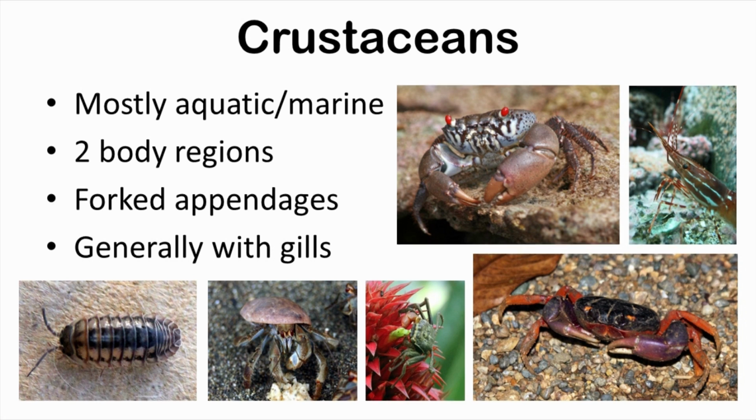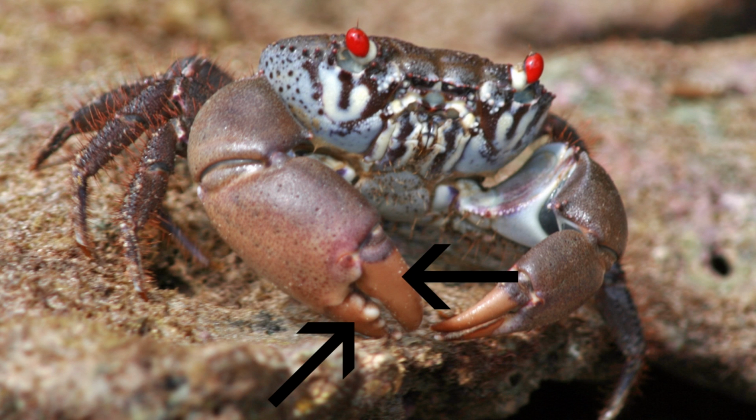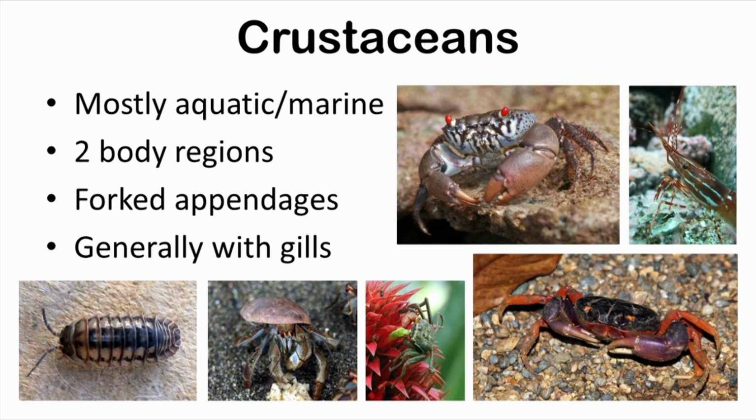Crustaceans all have 2 main body regions, although that may not be apparent to the casual observer as some regions appear segmented. They have a variable number of appendages, but all of them are biramous, meaning they're divided into 2 parts, which is most apparent in the claws of the crabs in these pictures. And most of them are primarily aquatic, so they have gills to breathe.